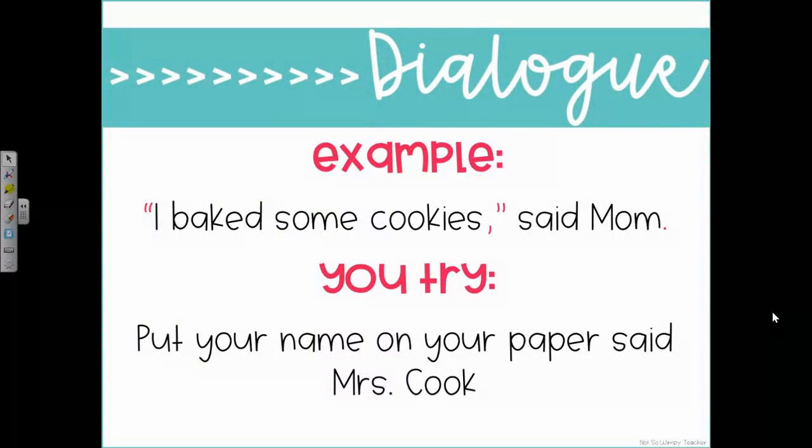Let's try with this example. "Put your name on your paper," said Mrs. Cook. Well, let's look at the words Mrs. Cook is actually saying. She's saying, put your name on your paper. Those are the words that are coming out of her mouth. So we need quotation marks before what she says. We need a comma after the last thing she says and closing the quotation marks. Last but not least, I almost forgot this step too. At the very end of the sentence, we need a period.